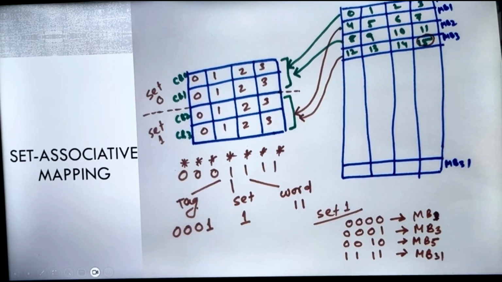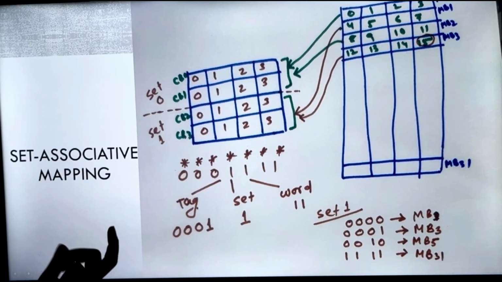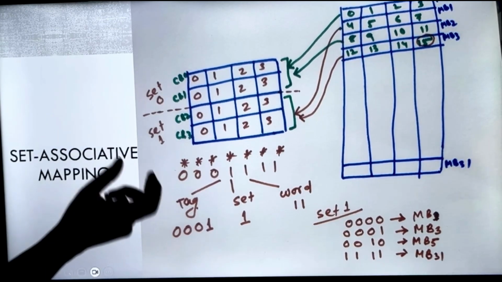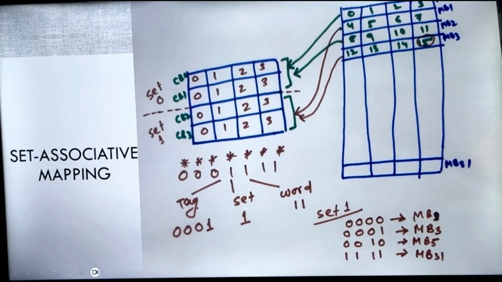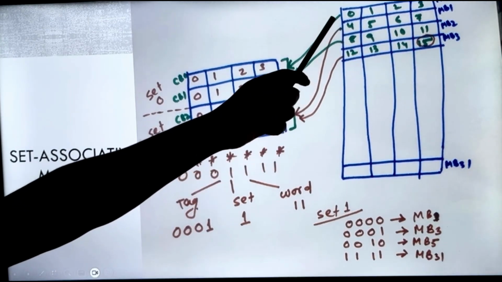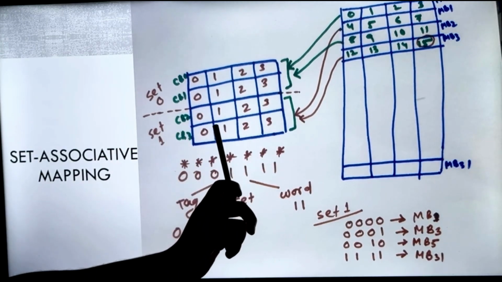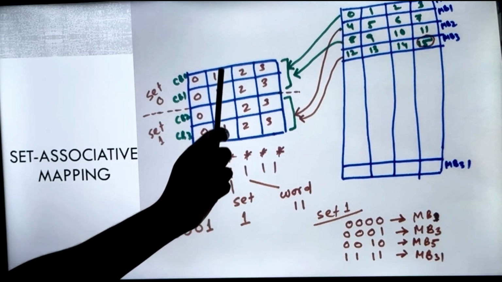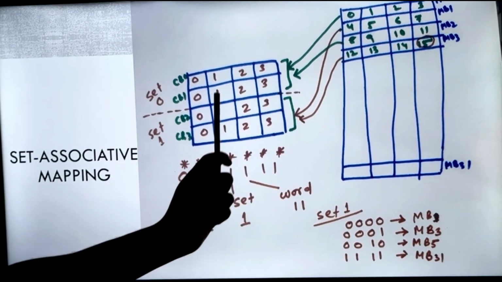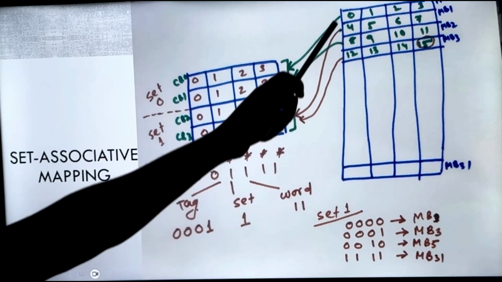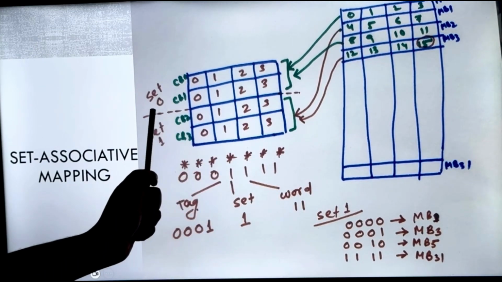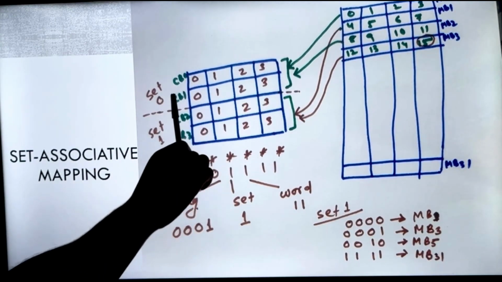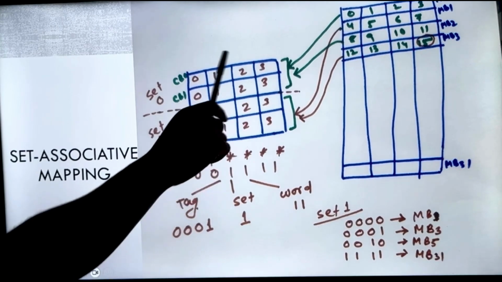Now set associative is a kind of remix technique. Half of the concepts are from associative mapping and half from direct mapping. Say you want to place MB0 somewhere in a cache block. In direct mapping, MB0 will come to CB0 only. In associative mapping, MB0 can come anywhere. But in set associative mapping, MB0 will come to set 0 only, and inside set 0 it can take any cache block.